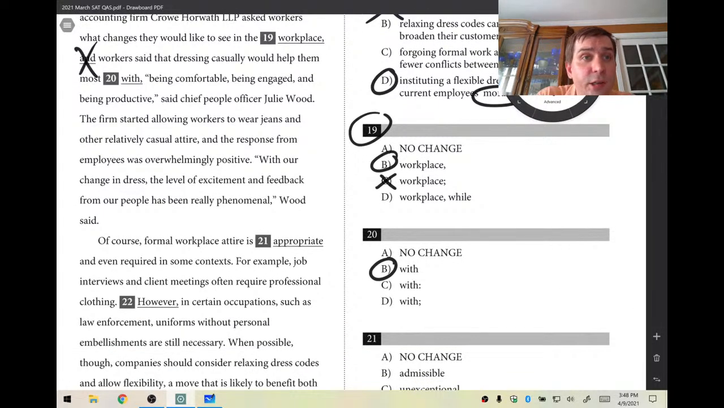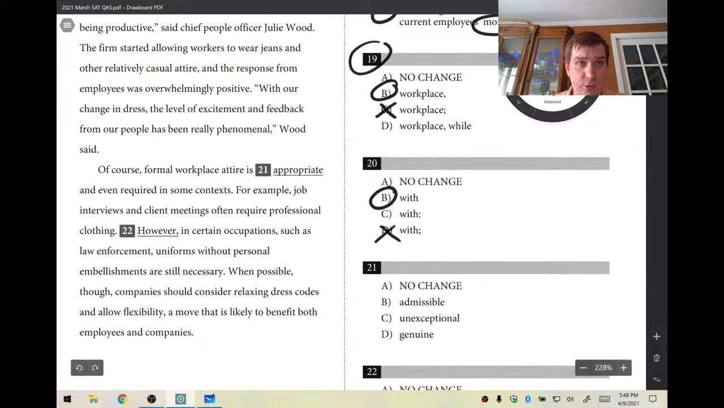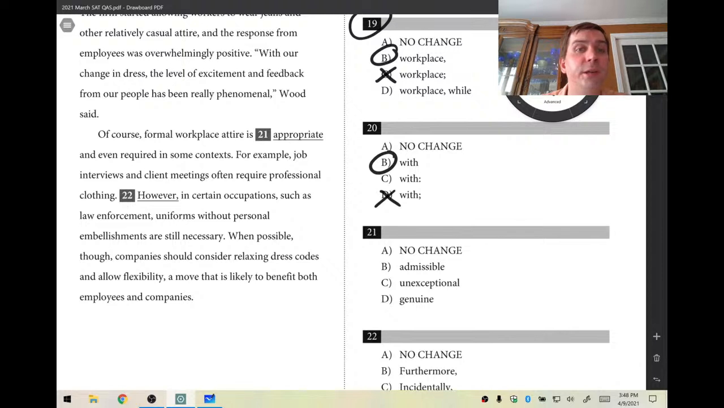We know we can't use a semicolon because we don't have two independent clauses. Let's look at 21. Of course, formal workplace attire is appropriate and even required in some context. So they are testing you on word choice here.